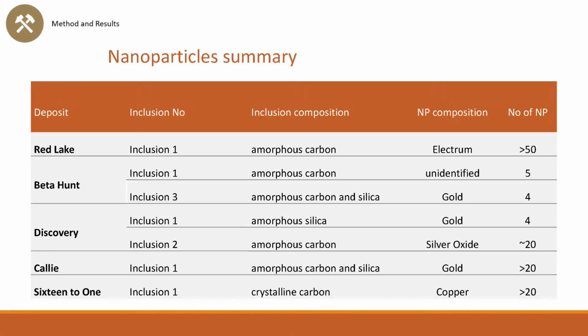I'm not going to show you all the samples because it's a bit repetitive, so you're going to have to trust my summary table. In the end, we found electrum nanoparticles in the Red Lake deposit sample. We found gold nanoparticles at the Beta Hunt sample, gold and silver oxide in the Discovery sample, gold at Cali, and copper nanoparticles in the 16:1 sample. And all of these nanoparticles are associated with carbon, most of the time amorphous carbon, in one case microcrystalline carbon, and most of the time they are also associated with amorphous silica.